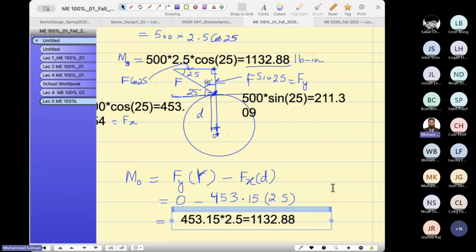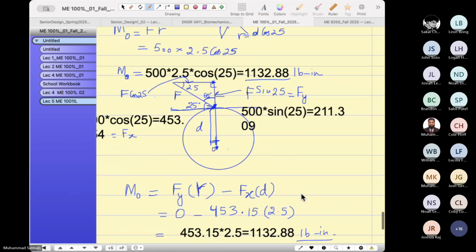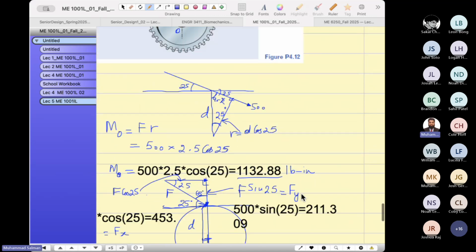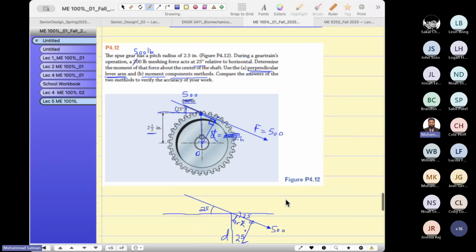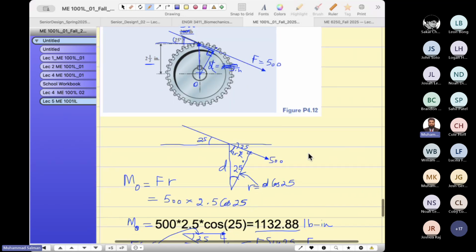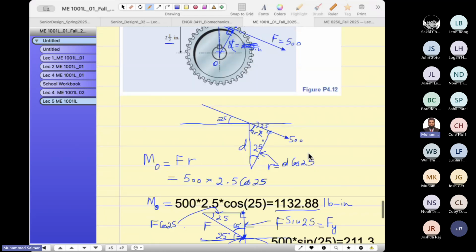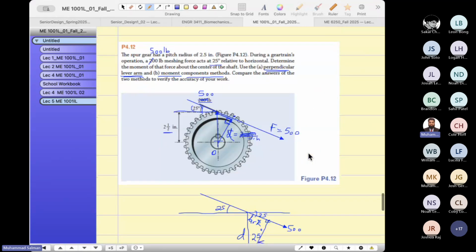So now, have you understood that you can use either the lever arm or the resolution of forces? Either method is acceptable for finding the net moment about the axis of rotation. Have you understood this question number 12 from your homework problems? Please type in yes if you have understood question number 12.